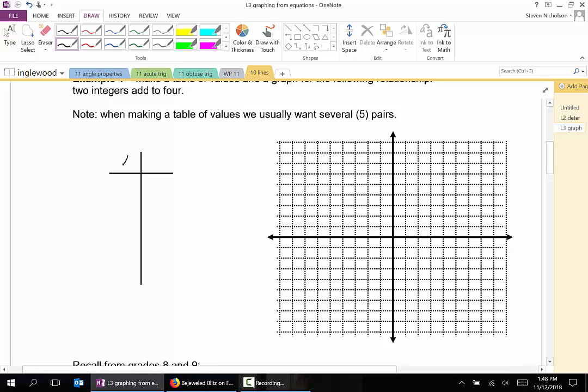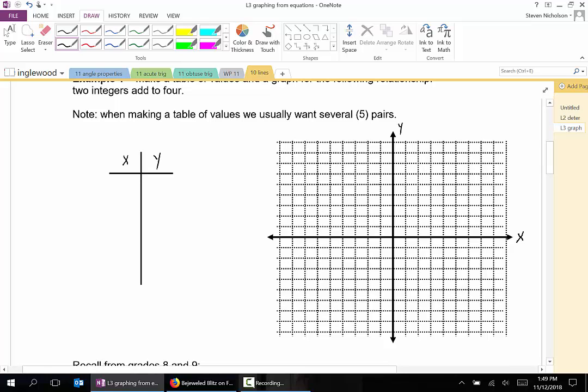But here's what we're going to do. We're going to call the first number x and the second number y. And again, remembering from grade 8 and last lesson, the vertical axis is y, the horizontal axis is x, and the idea of ordered pairs. Recall from grade 8 and grade 9, order matters when you plot.